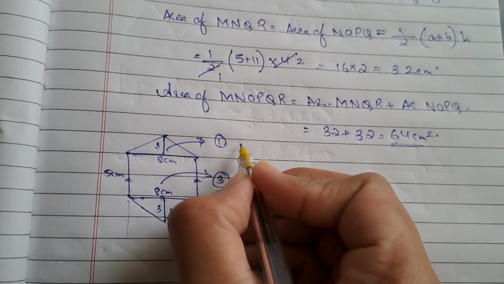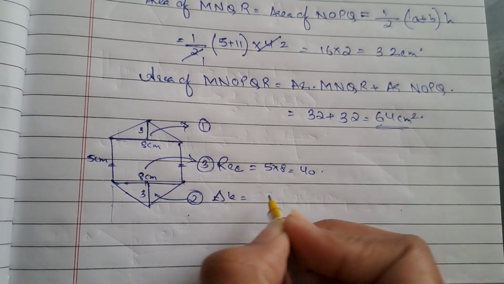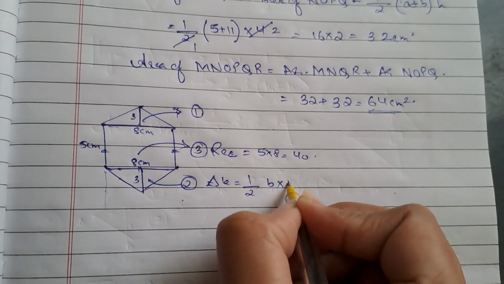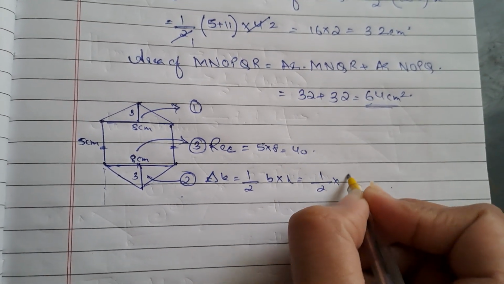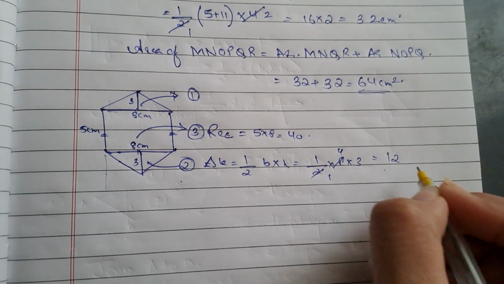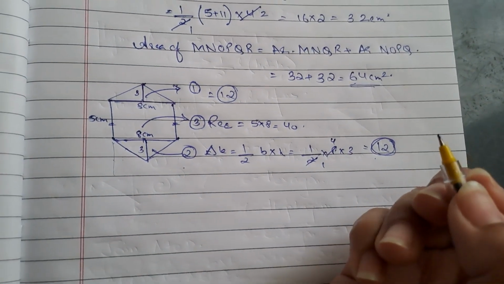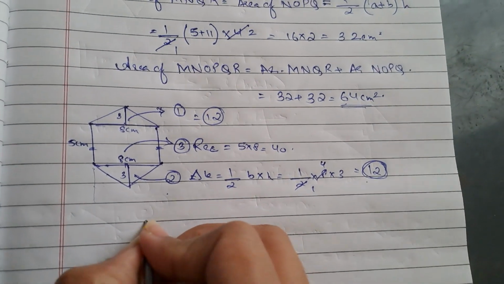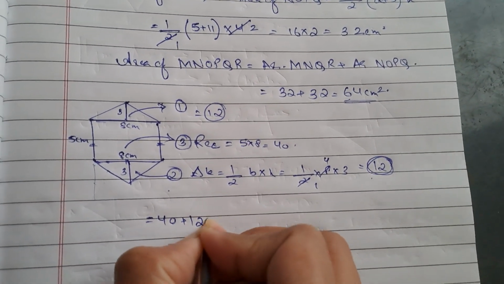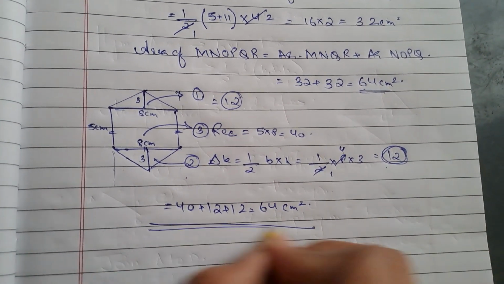Applying the area of the triangle: triangle area is half base times height, that is half, base is 8 and this is 3. One times, and 4 times 3 is 12. This is 12, and so also this will be 12. So it completely becomes 40 plus 12, which is equal to 64 centimeters square again. So this way also you can do it.